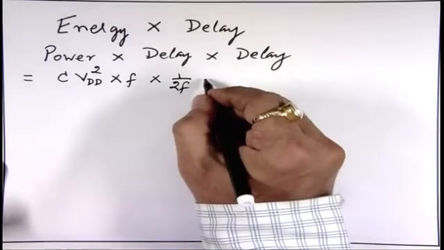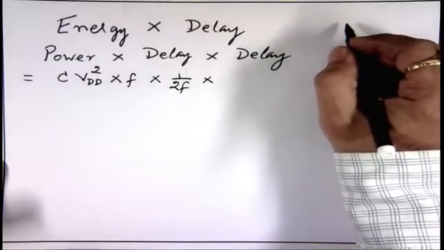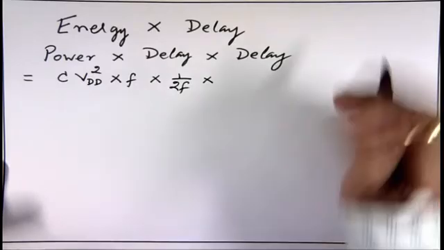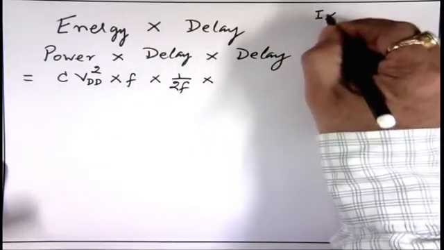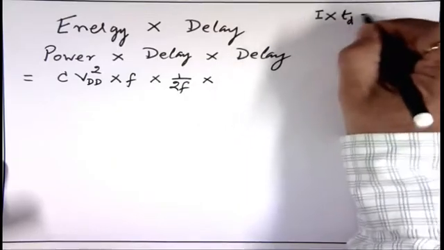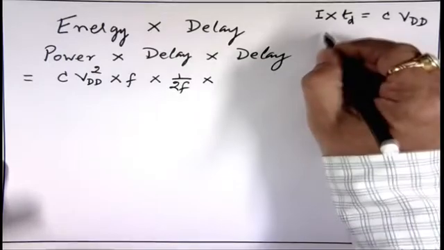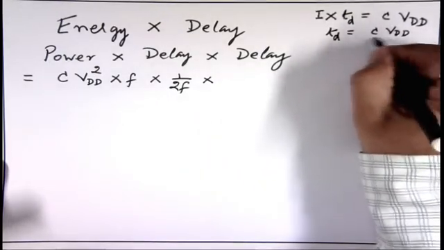And when you talk about delay, what we do is assume that the device is mostly operated in saturation. So that means the current is constant. Now, very simply, current multiplied by delay is what? This simple equation, charge. And so TD can be written as C VDD divided by the current.